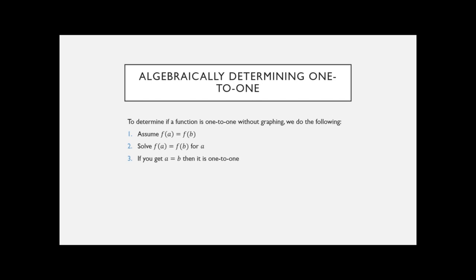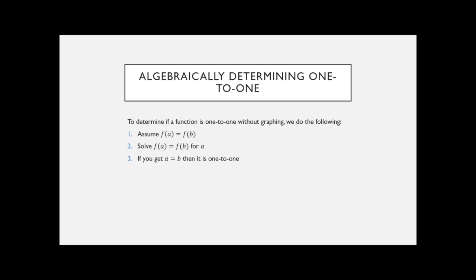So this is the set of procedures. First, you need to determine if it's a function. We do that with the vertical line test, or in this case, we just have to know: is this a function? If it's in function notation, then yes, automatically that part is good. Then we need to really check the 1-to-1 part.